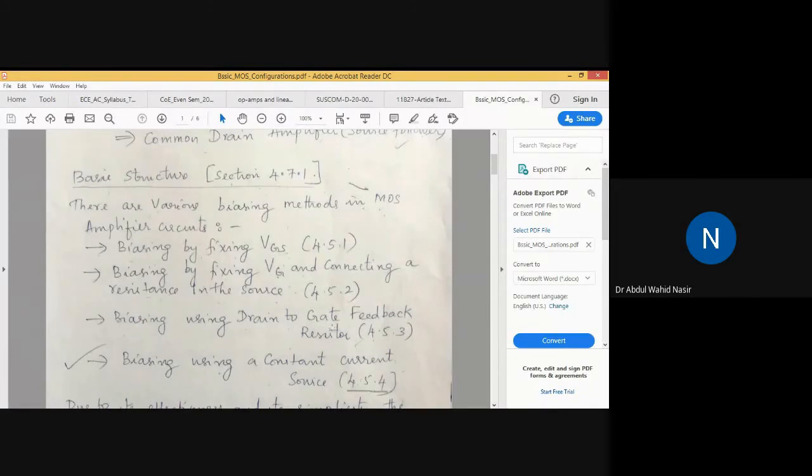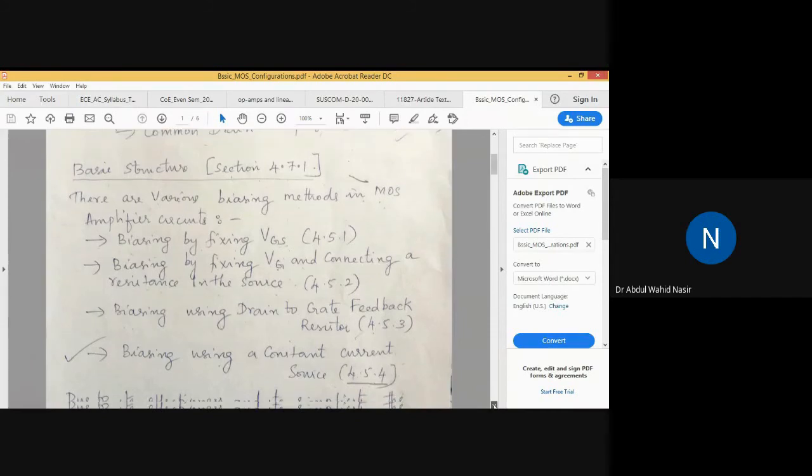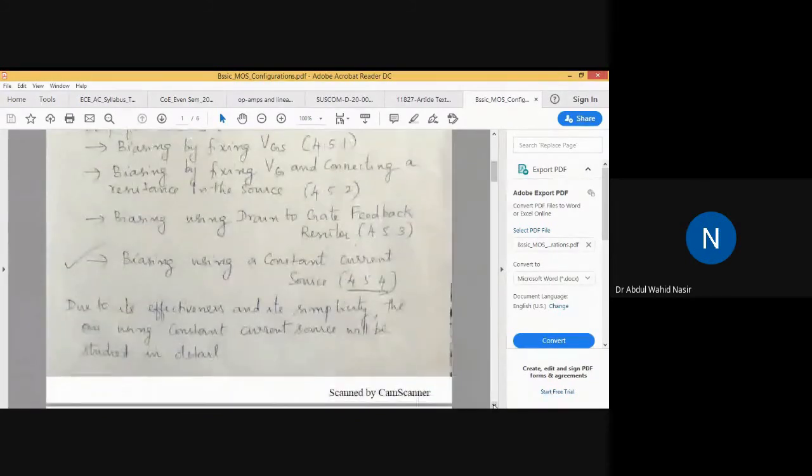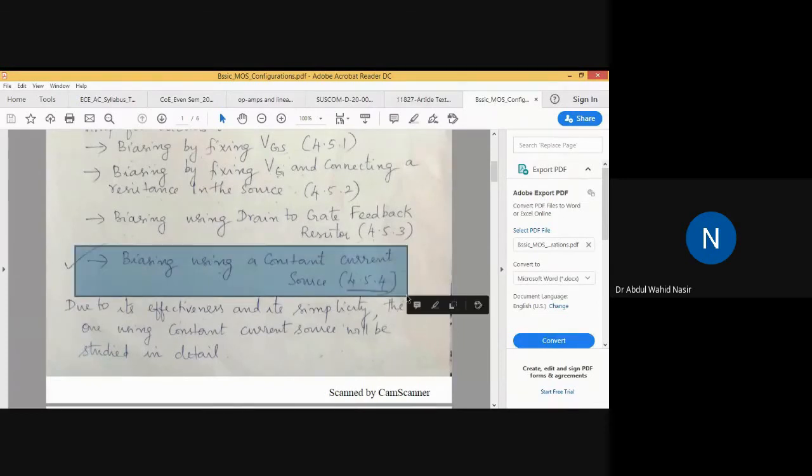Now the fourth one is biasing using a constant current source. This one we have not seen in the first module. Rather, we will be studying it now. Today's class will concentrate on the biasing of a MOSFET using a constant current source.